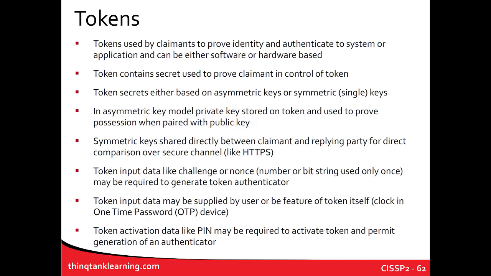What are the cryptographic models? Well, we have asymmetric. Remember, we talked about this in domain number 3. We talked about cryptography, private and public key pairs. The token stores the private key. Authentication involves proving the possession by signing a challenge with that private key. So the system that's authenticating you is going to say, hash this message and encrypt it and send it back to me. That's the challenge piece.